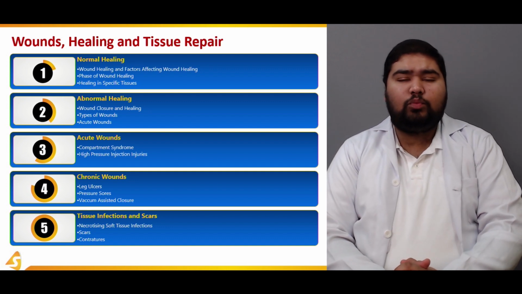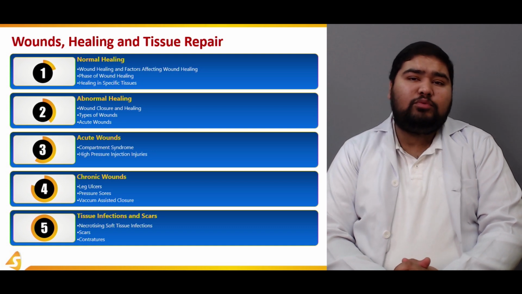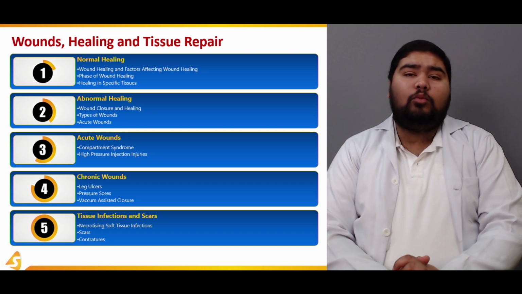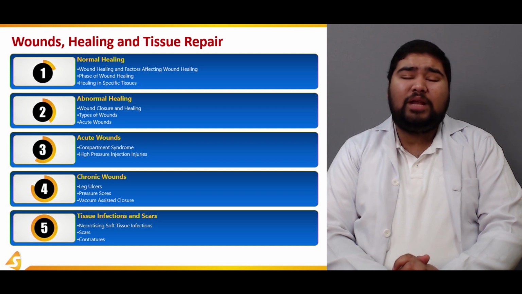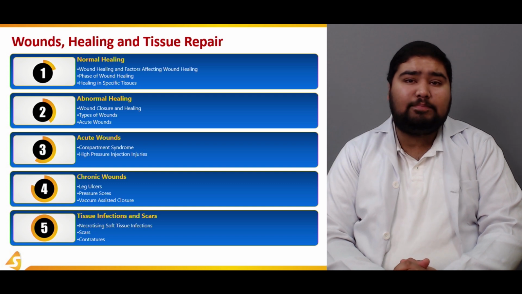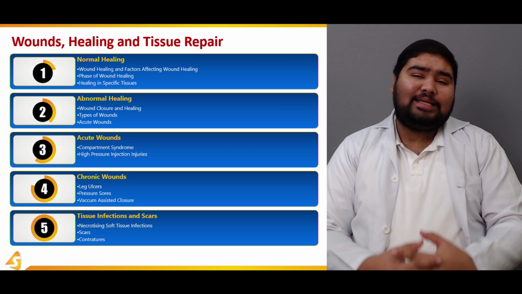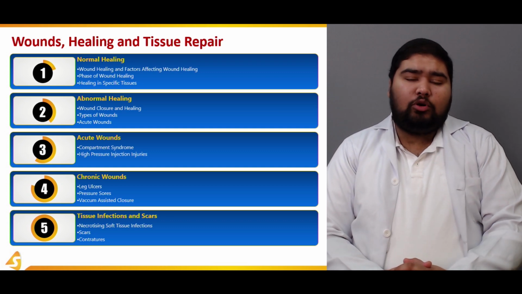In the first section, we'll talk about the normal healing of the body. We'll see what happens when an injury occurs to the body, what mechanisms are activated. Then we'll see the phases of wound healing, and finally, we'll talk about healing in specific set of tissues present in the human body. In the second section, we'll move on to abnormal healing.